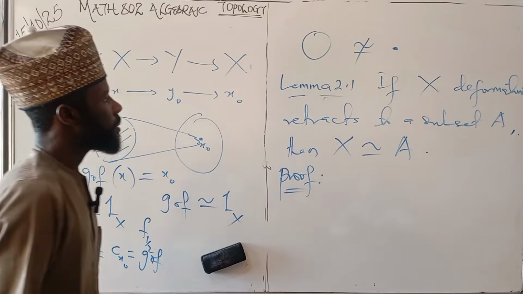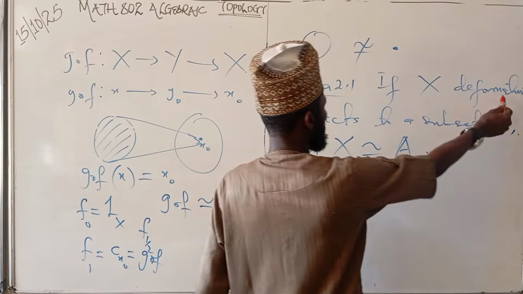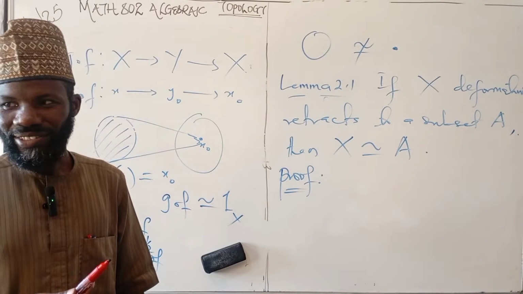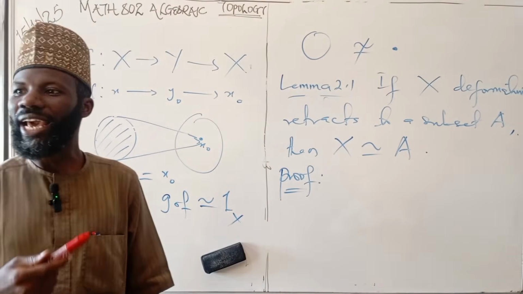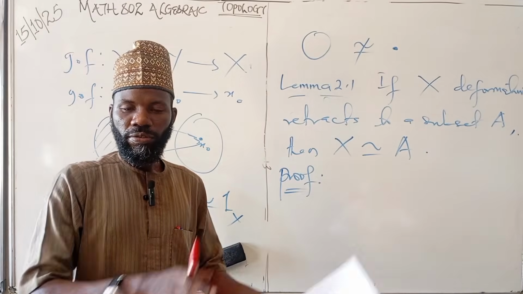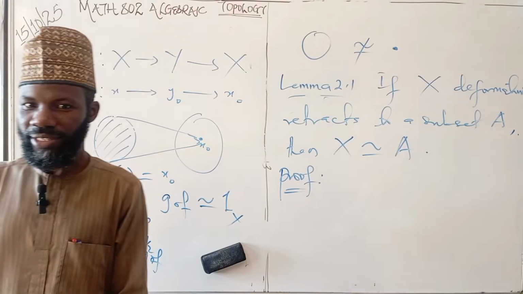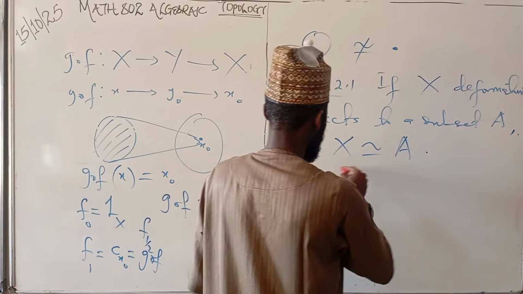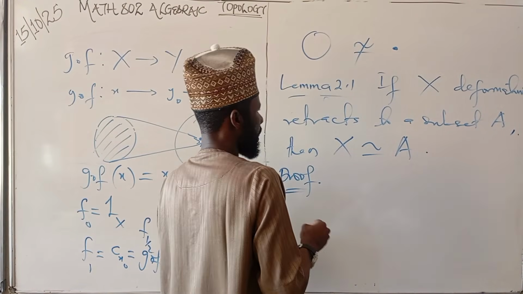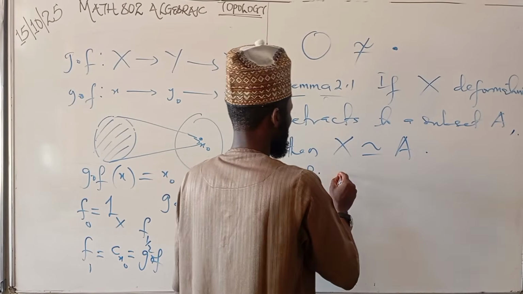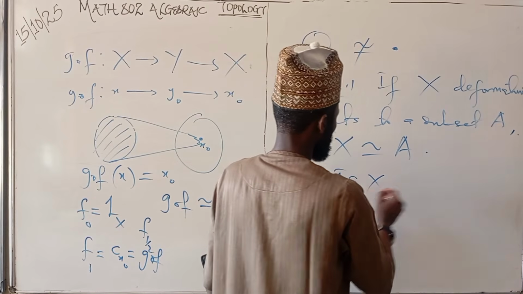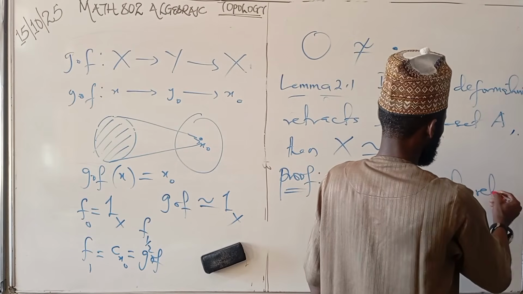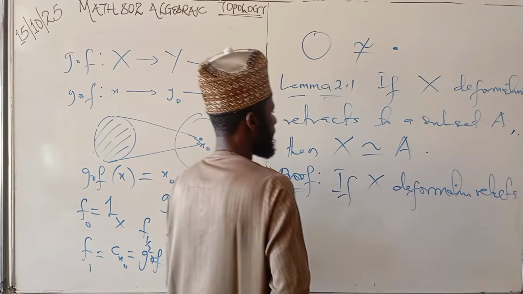So how do you do it? If we suppose it is a deformation retract to A, it means there is a homotopy from the identity to a retraction on A.